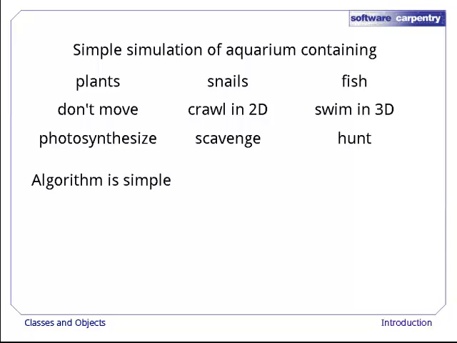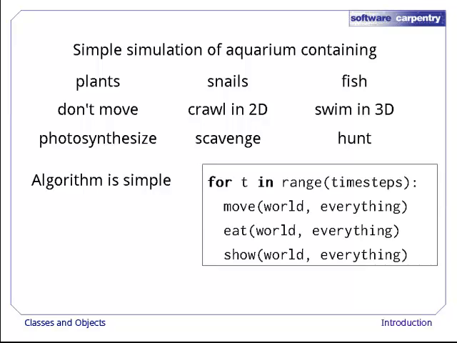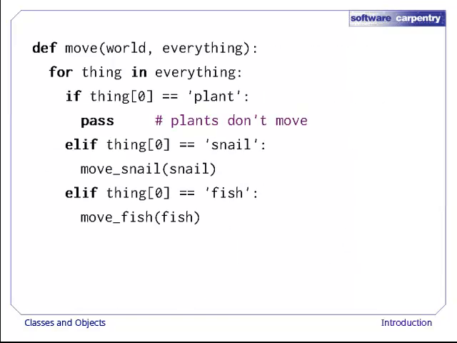Conceptually, the algorithm for simulating all of this is simple. For each time step in the simulation, everything in the world moves, if it moves, and eats, if it eats. Once that's done, we redisplay everything that hasn't been eaten. The program that implements this is more complicated. Let's start with the function that moves things.